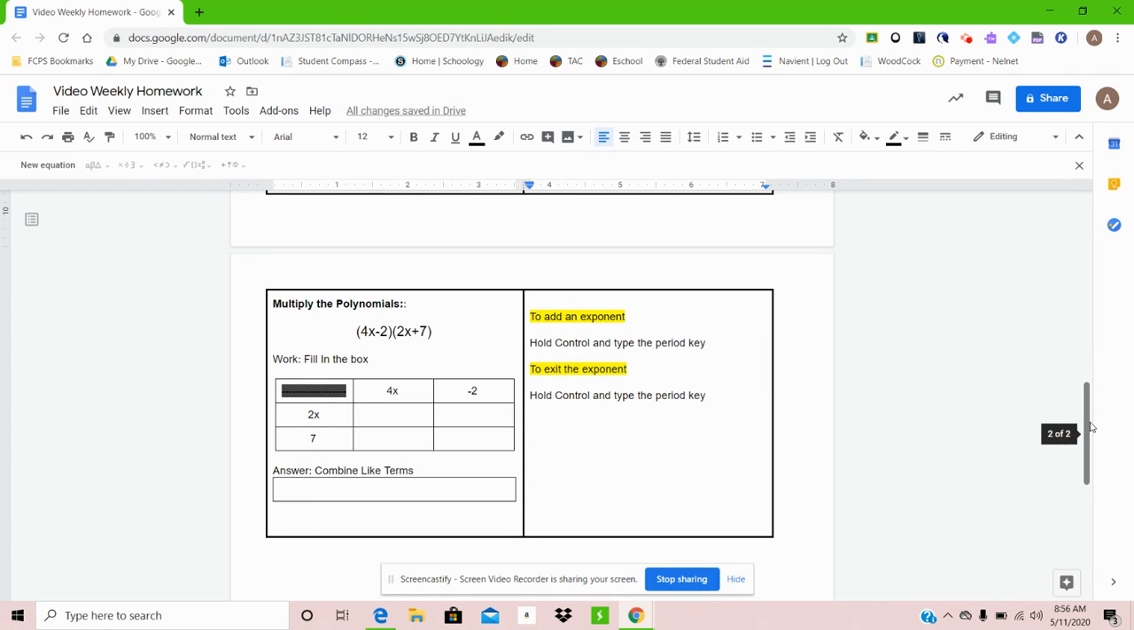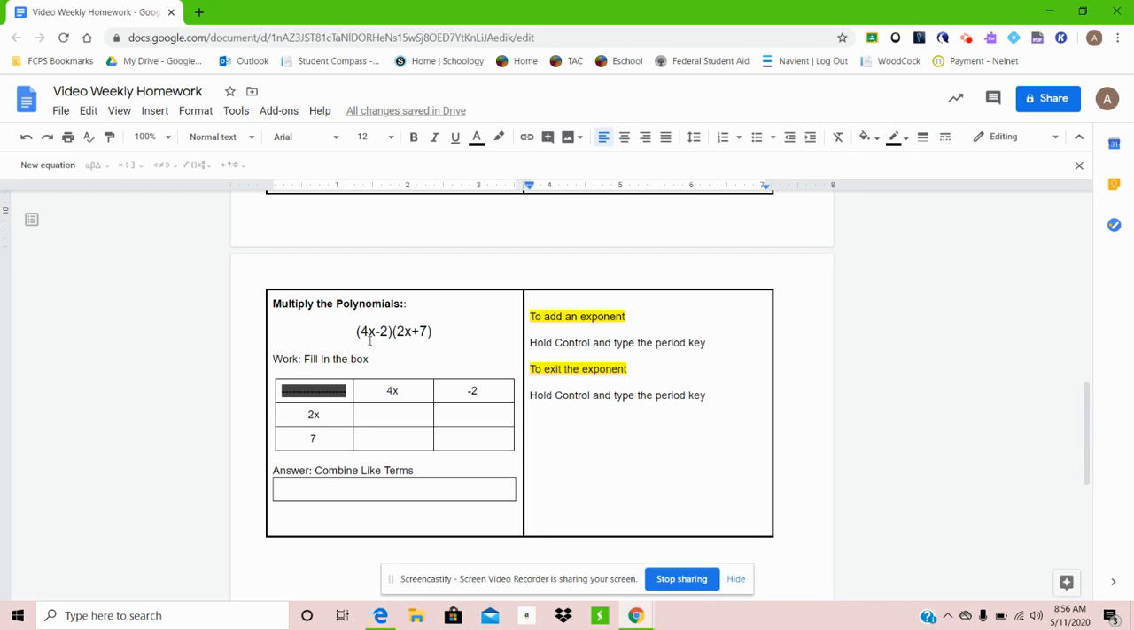All right, we're going to multiply polynomials. We have been working on adding and subtracting polynomials. Now we're going to multiply them. Okay, we've already given you the chart in the box. We just have to make sure we multiply correctly and then combine like terms.